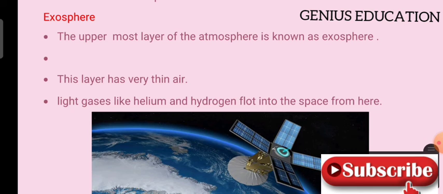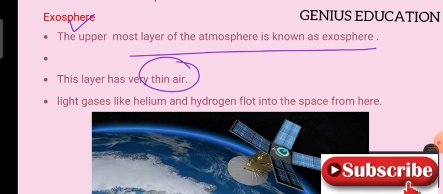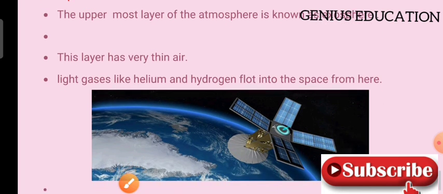एंड हियर इज दिस अनदर थिंग, exosphere. Exosphere is the outermost layer of the atmosphere, we know. So this layer is a very thin layer, and the lightest gases like helium and hydrogen float in space.